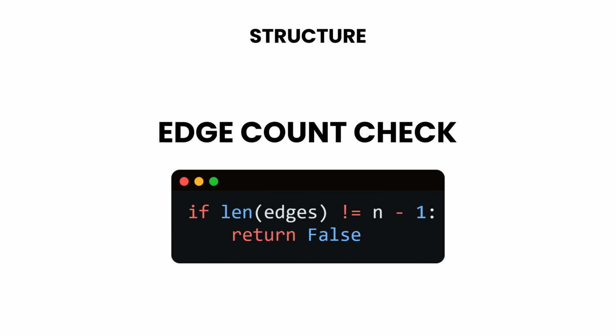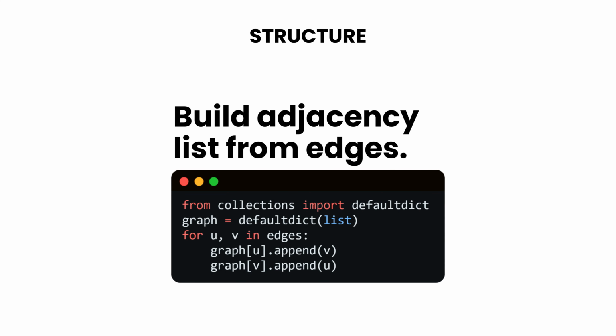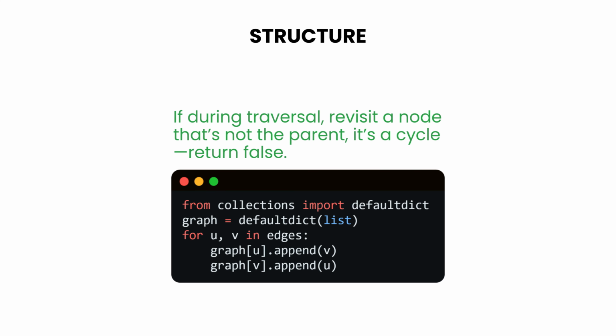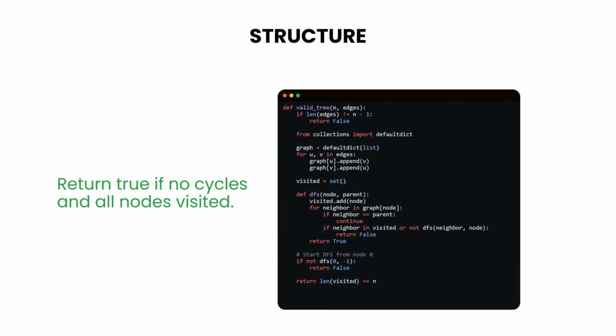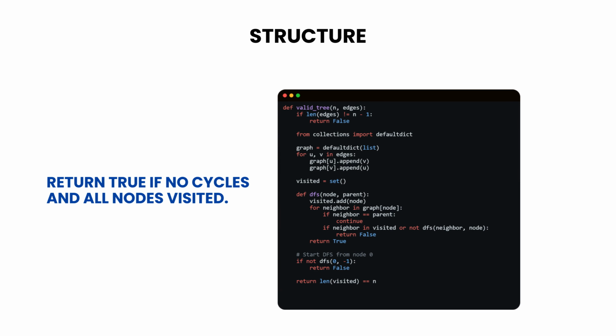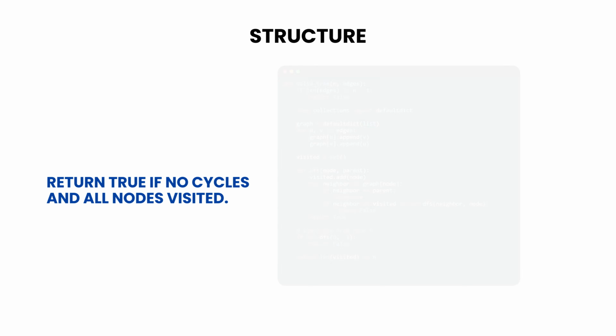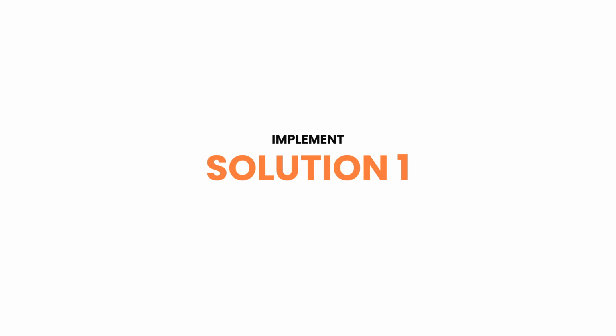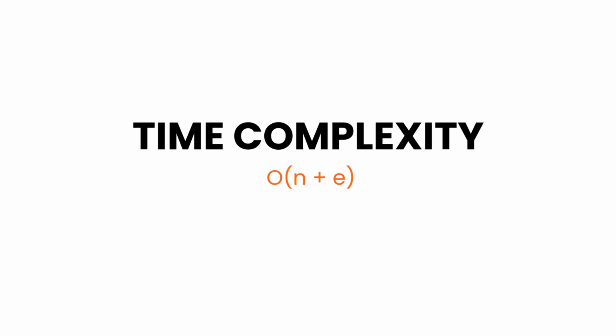Edge count: return false if len(edges) does not equal n-1. DFS/BFS: build an adjacency list from edges. Start from node 0, mark nodes as visited. If during traversal you revisit a node that's not the parent, it's a cycle, return false. After traversal, check if all nodes are visited, meaning connected. Return true if no cycles and all nodes visited. Let's try to implement it using solution 1. Time complexity, O(n + e).